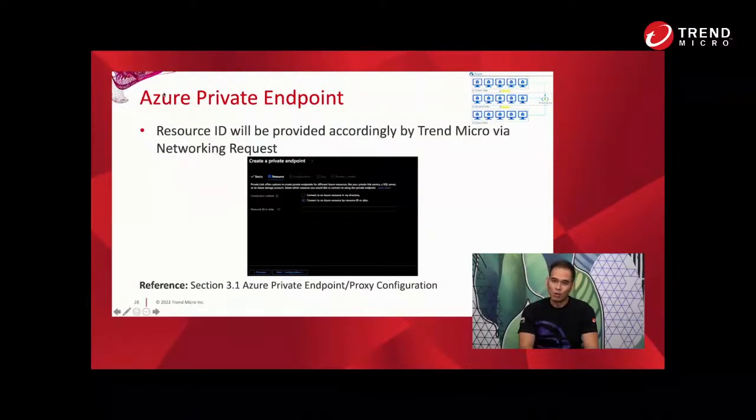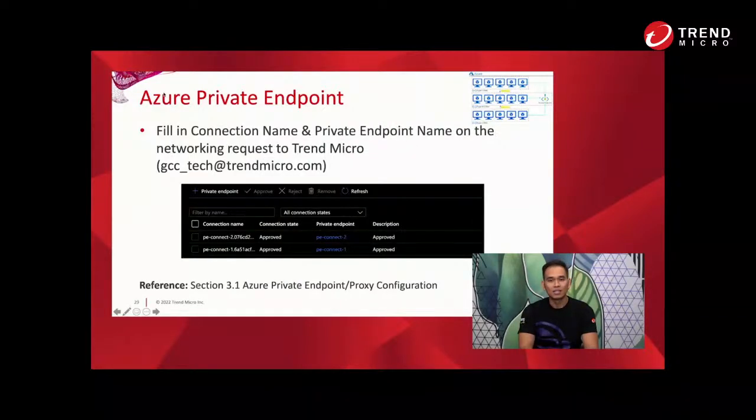A network request still needs to be done. Once you accept the private offer and create the Cloud One ID, your account manager will also send you a network request form, in which you will find the service name for you to do a network request. These are the details you need to fill in for the connection name and the private endpoint name. Once you fill up the network request form using this info, please send it to Trend Micro at gcc_tech@trendmicro.com.